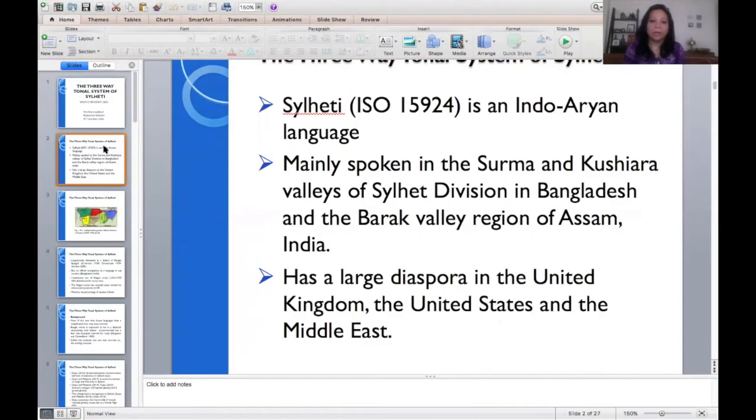So, coming to Sylheti, I will share the screen with you. Now, we can see that Sylheti has an ISO number. It is mainly spoken in the Surma and Kushiara valleys of Sylhet division, also Habiganj, etc., and the Barak Valley region of Assam. It has a large diaspora in the United Kingdom, the United States, and the Middle East.